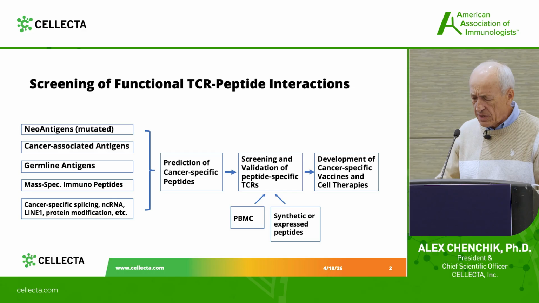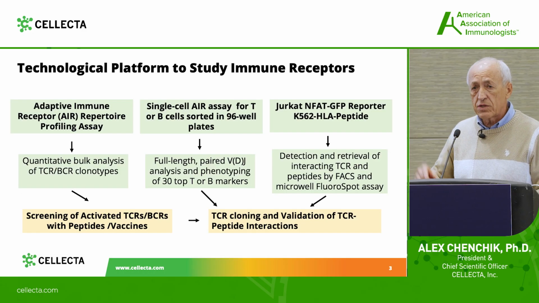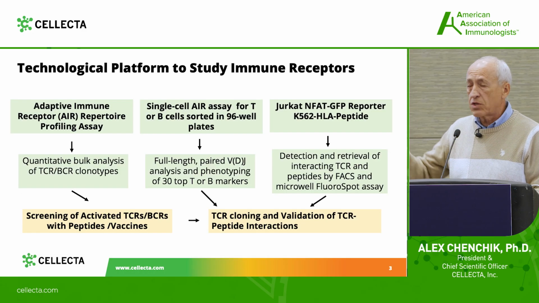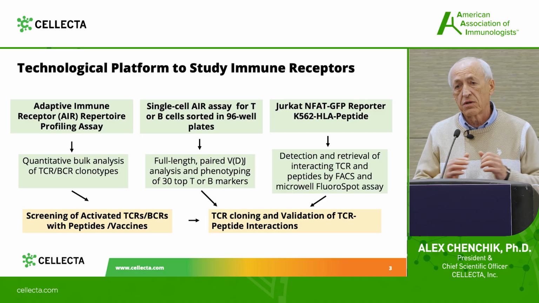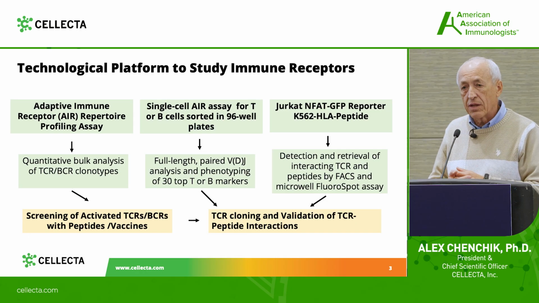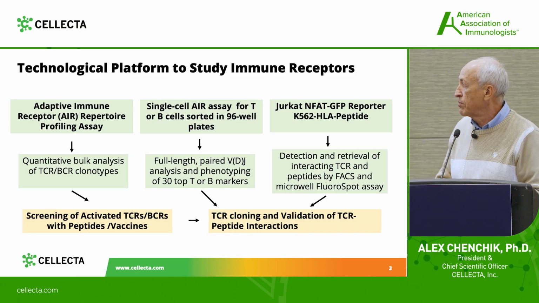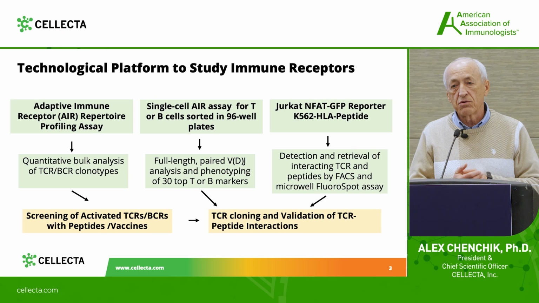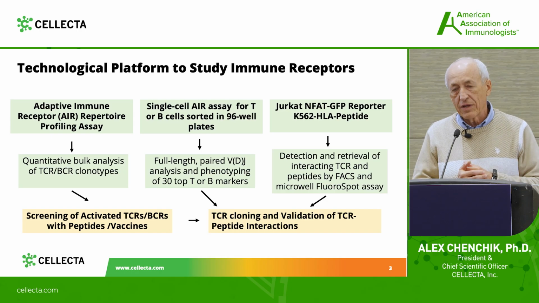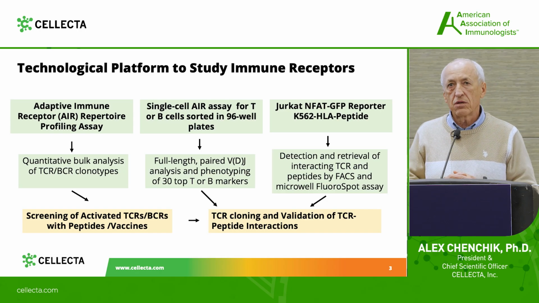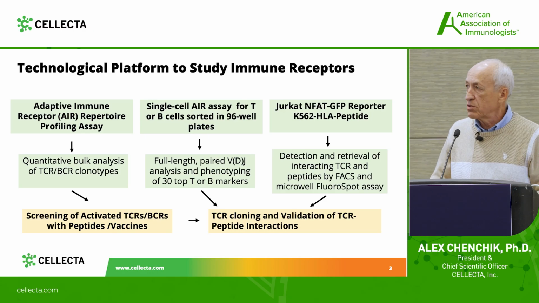In order to facilitate these studies, we developed several technologies, shown here on this slide. First, an adaptive immune receptor profiling assay, which allows you to quantitatively characterize the level of T-cell receptors or B-cell receptors, if you want, in bulk, in tissue or any cell samples. A similar assay was developed for single-cell analysis, which allows you to analyze sorted cells, get full-length chain pairing information and expression of 30 markers for T cells.